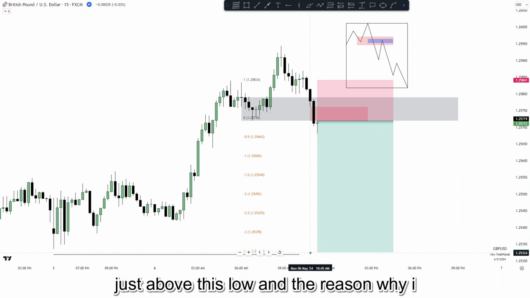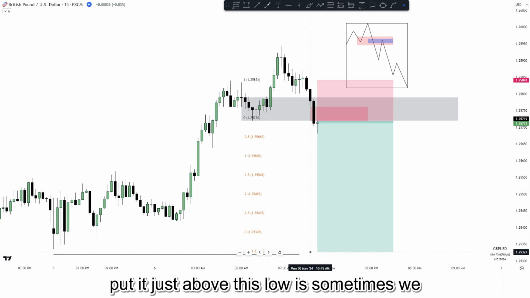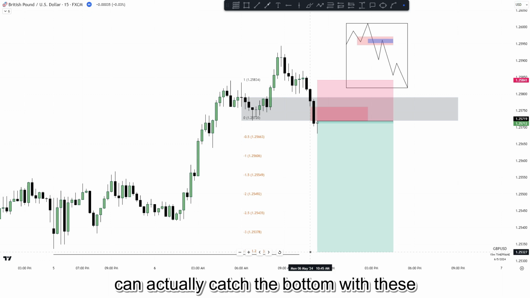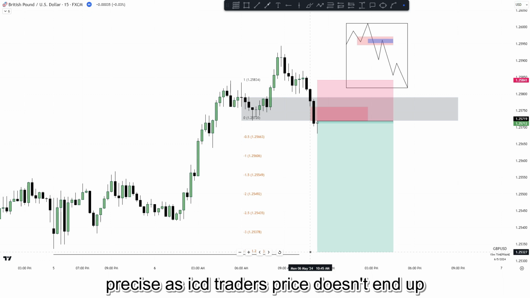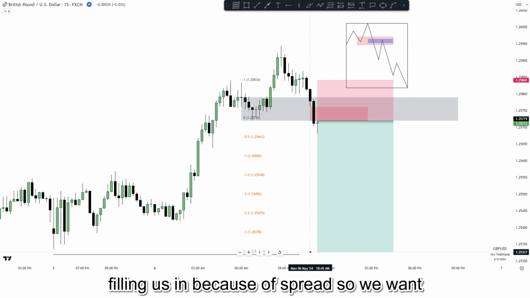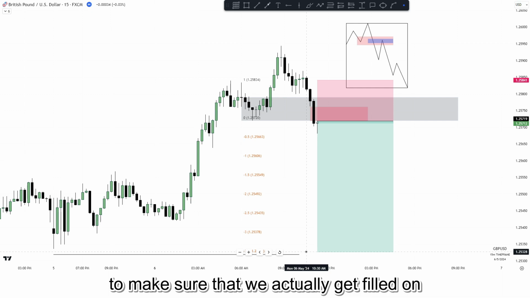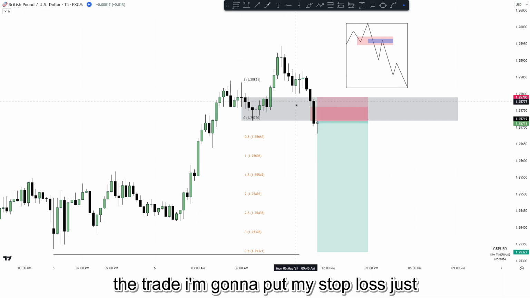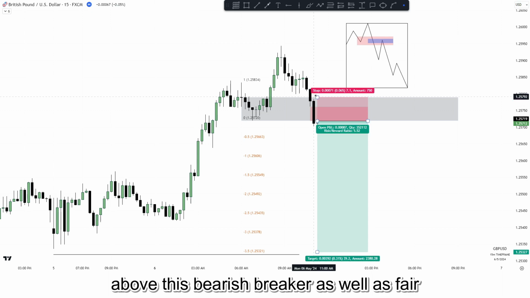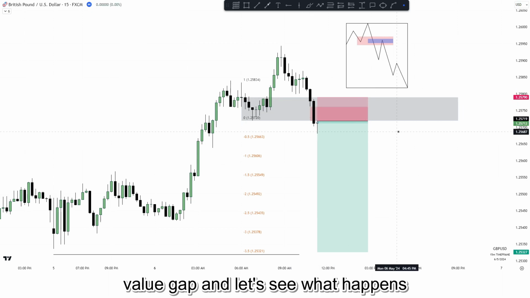And the reason why I put it just above this low is sometimes we can actually catch the bottom with these standard deviations, and because we're so precise as ICT traders, price doesn't end up filling us in because of spread. So we want to put our take profit just above the low to make sure that we actually get filled on the trade. I'm going to put my stop loss just above this bearish breaker as well as fair value gap, and let's see what happens.